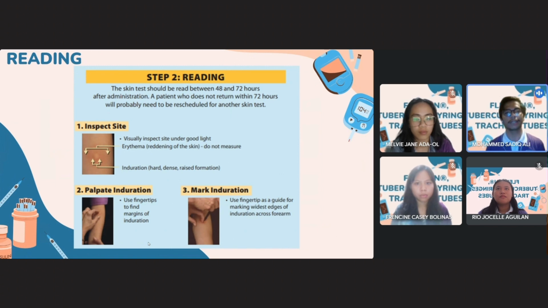Next is our reading. First, we have to inspect the site. Look for erythema, or the reddening of the skin, or induration, which is a hard, dense, raised formation. Next, we have to palpate the induration. Use our fingertips to find any margins of induration.